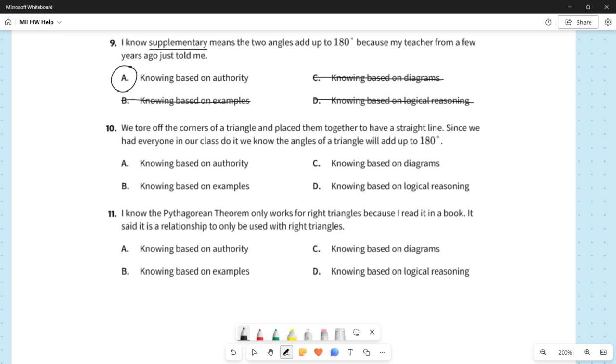But a textbook that just flat out says this, if a textbook says supplementary angles means the angles add up to 180 degrees, that is also an authority. So please don't make the mistake of thinking that the word authority here only refers to people. It's basically any time we know something is true because we were told it, and we sort of accept that thing is true. That's what it means to know something based on an authority.